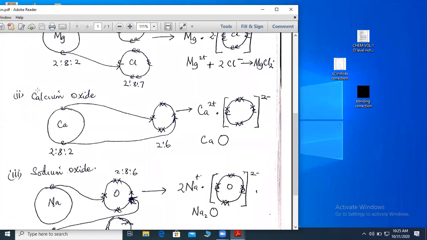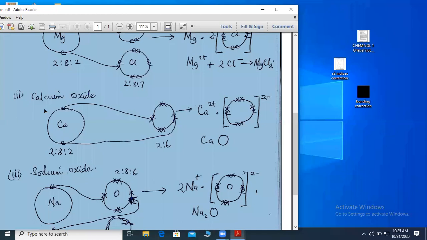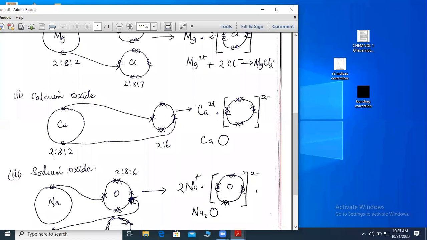So calcium oxide. The atomic number of calcium, I forgot to put a 2. The atomic number of calcium is 20, so the electronic configuration should be 2, 8, 8, 2. So there are 2 electrons in the outermost shell. That means calcium has to lose 2 electrons. Then the atomic number of oxygen is 8, and the electronic configuration is 2, 6, meaning oxygen has 6 electrons in the outermost shell.